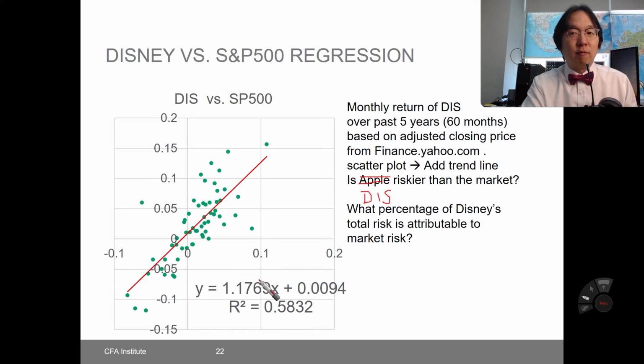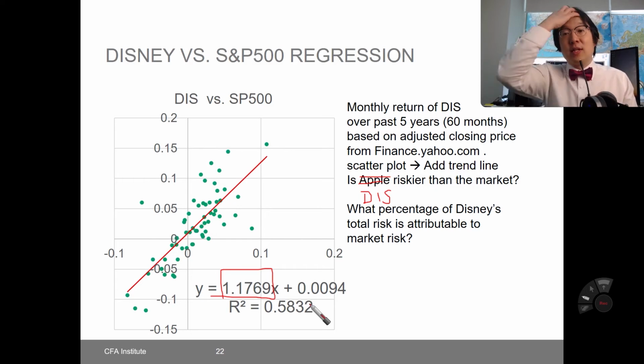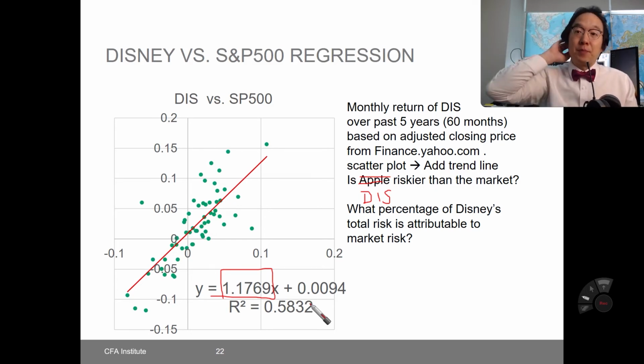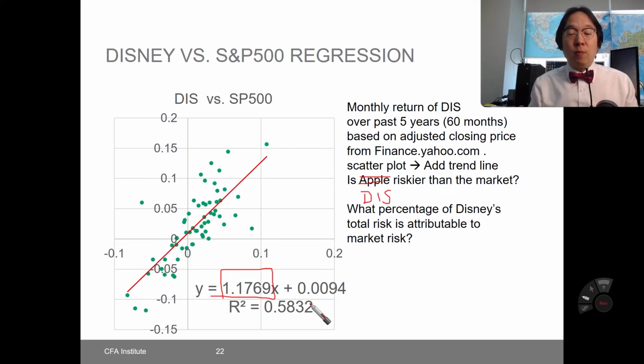Well, what do you think? What would you look at? We look at this one. Beta. Is it bigger than 1 or not? Is the question, right? So it is bigger than 1, so we can say that it is riskier than the market, right? And what percentage of Disney's total risk is attributable to market risk?